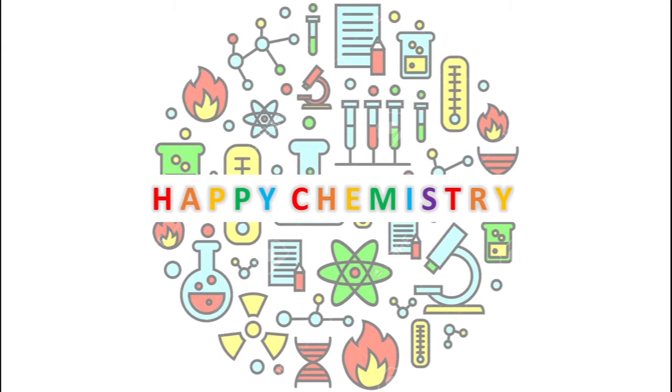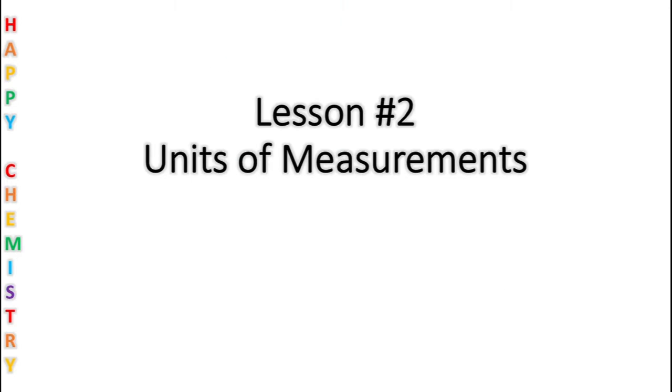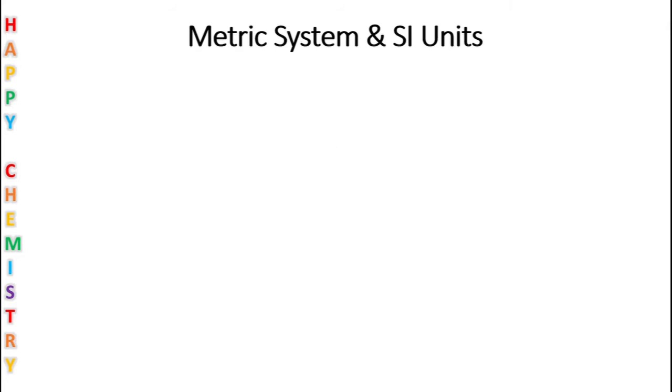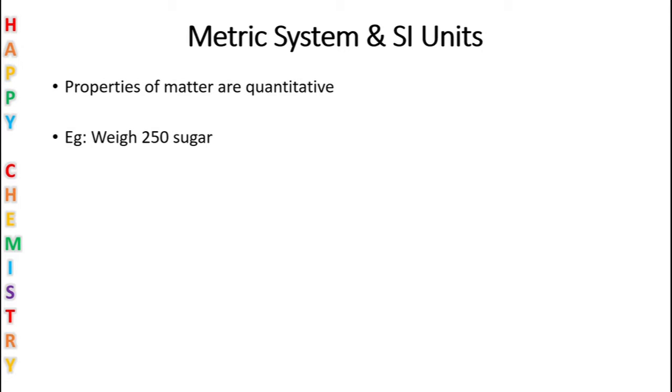Let's begin today's lesson, Units of Measurements. In my last video, I talked about properties of matter. Some of these properties of matter are quantitative. That means these properties are expressed using numbers. For example, if I say measure 250 of sugar, is it meaningful? Can you measure 250 of sugar?